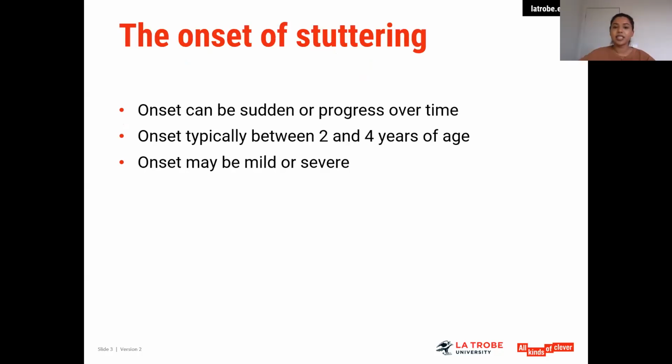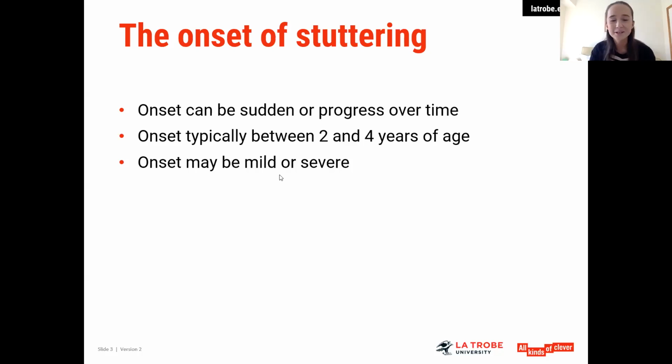So next is the onset of stuttering. Onset can be sudden or gradual and usually develops between the ages of 2 and 4 years. It may vary between very mild or severe. That's when it begins. The presentation of stuttering can also vary between each child in terms of their frequency and severity. Now I'll pass it on to Jess.